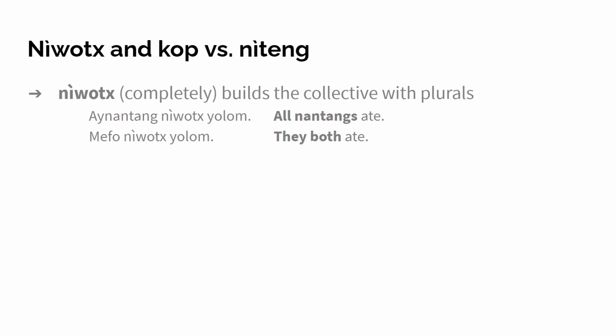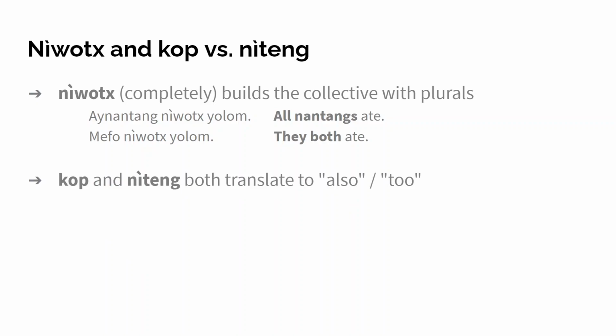But I think Niwotx is a nice other way to also do this, in case you don't want to use frei always. And it's nice to have different ways to say the same thing in the language. And actually, you can also use this then to build both. So, me fo niwotx yolom. Literally, the two of them completely ate. So, they both ate. And this is how you say both in Natvi.